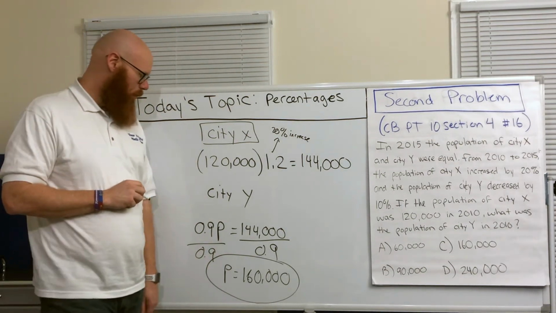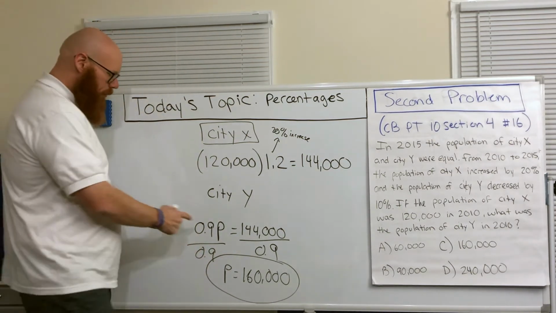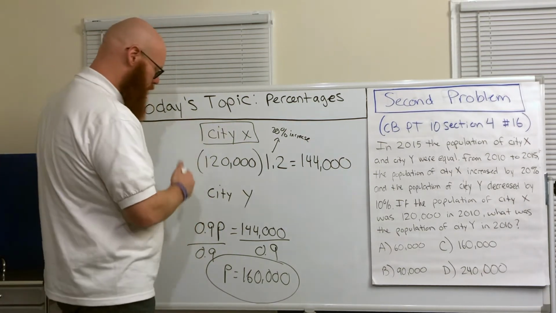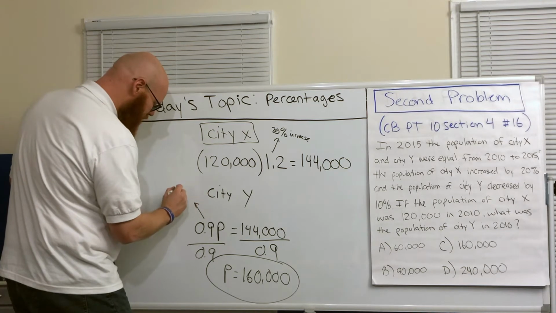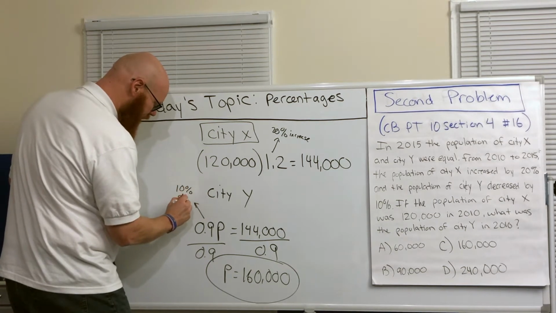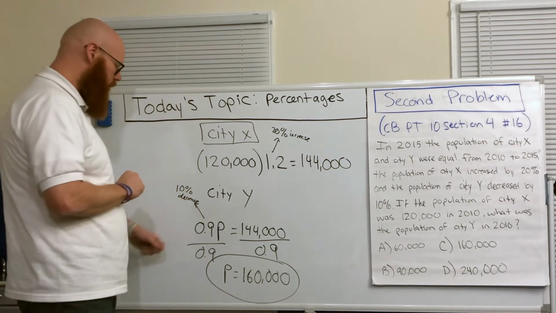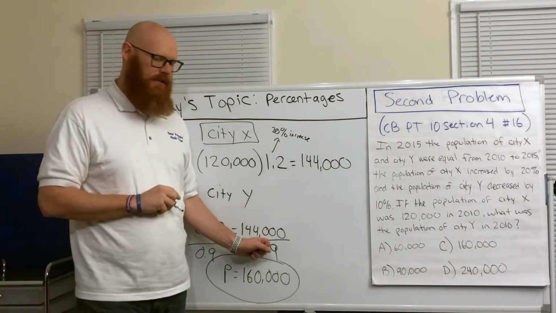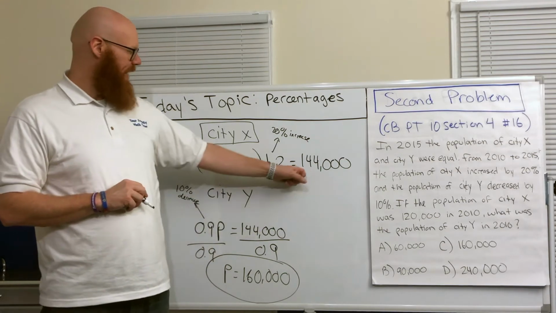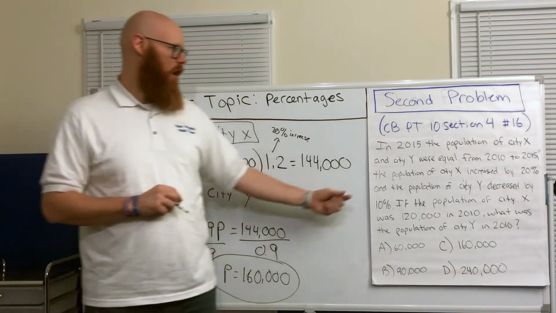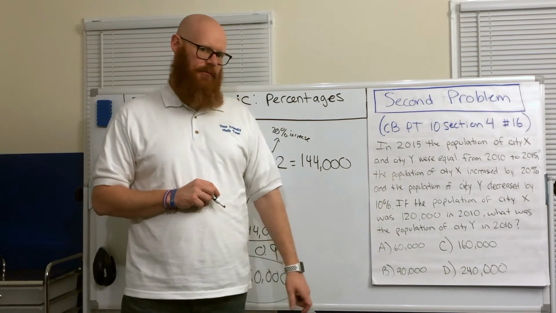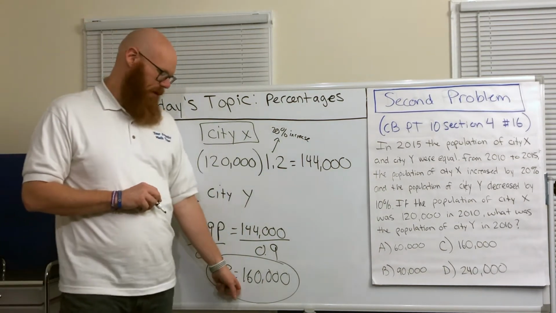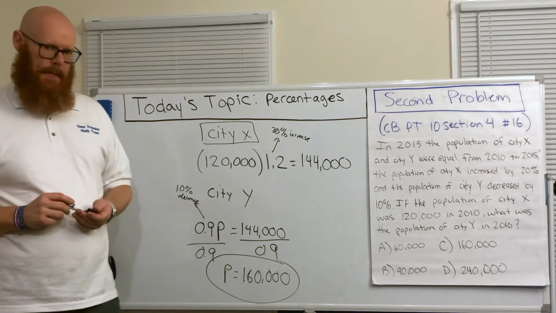Then we went back to city Y and we said, okay, there was P number of people, which we don't know, that's what we're looking for in this problem, and 0.9 is associated with a 10% decrease. So 90% of the population back in 2010 should give us the 2015 population, but that's the same as the city X population, which is what they told us here in this first sentence. And just solving that equation pretty simply gives us 160,000 people.